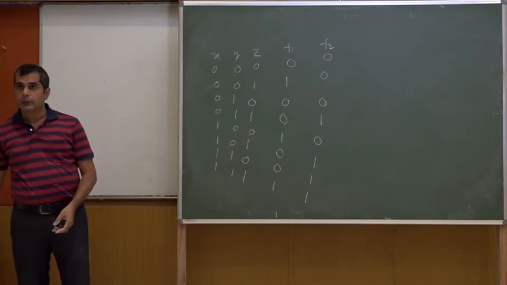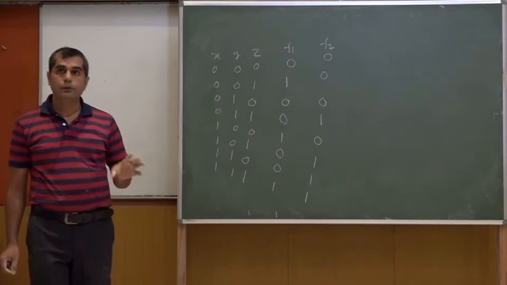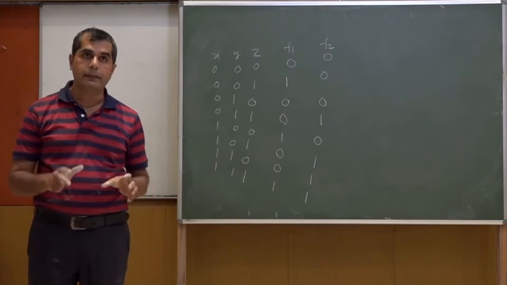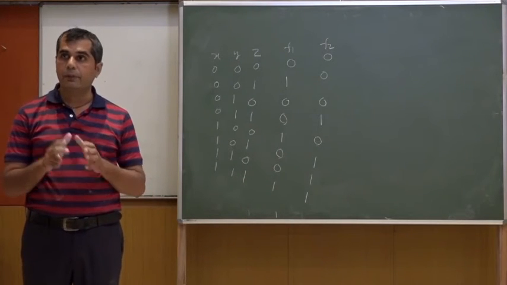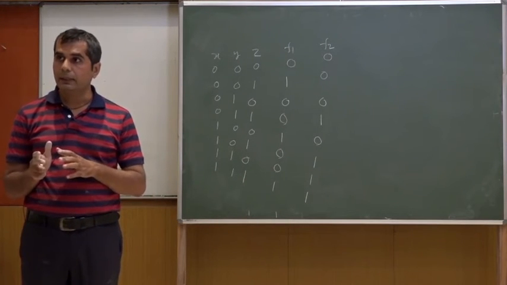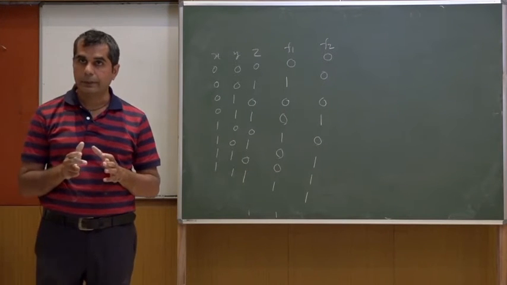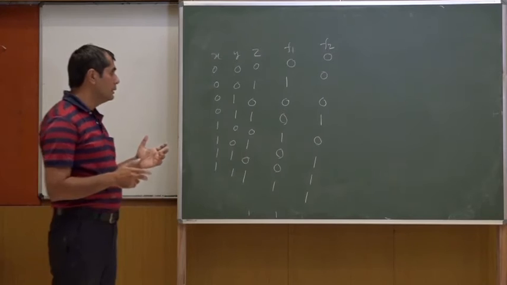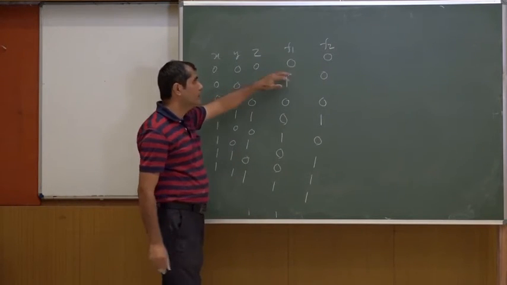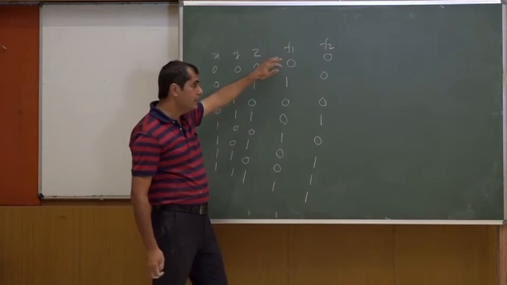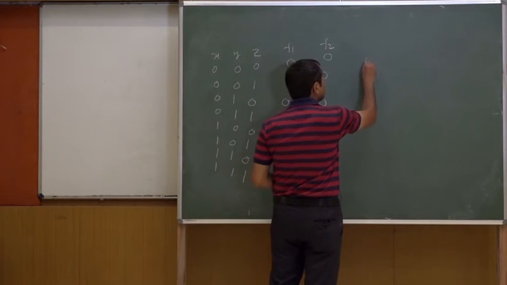This truth table is given to you. What you have to do is write the functions f1 and f2 algebraically using the min terms and max terms. So first you can do the exercise with min terms. What is this f1 going to be?